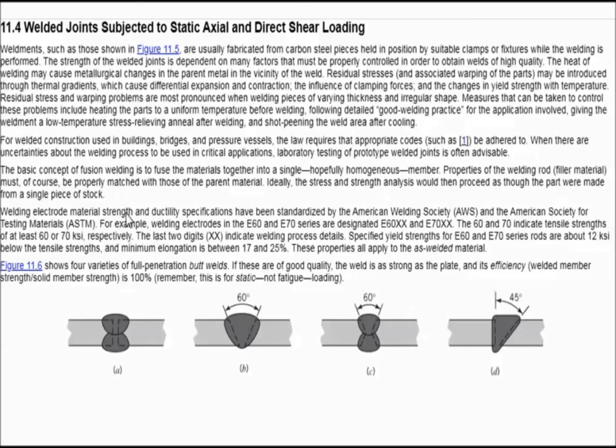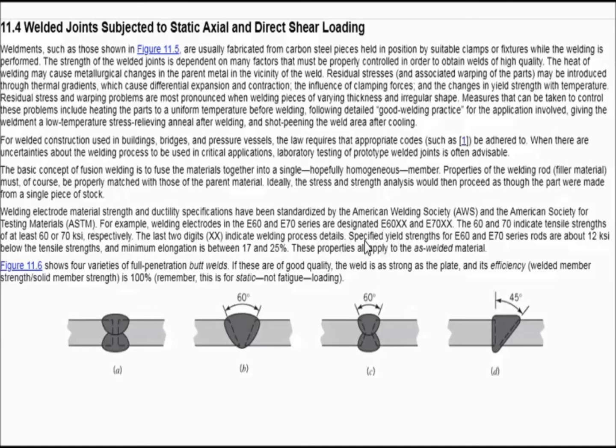For us, we have a little example here that welding electrodes in the E60 and E70 series, where we're interested in E60 for our particular problem, are designated as E60XX and E70XX, where the 60 and the 70 indicate the tensile strength of at least 60 or 70 KSI. So what that's telling us for our problem is that for E60 the tensile strength is a minimum of 60 KSI. The last 2 digits indicate the welding process details, which we don't have to worry about.